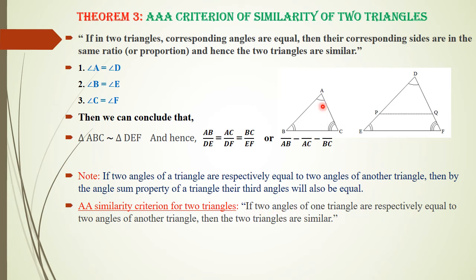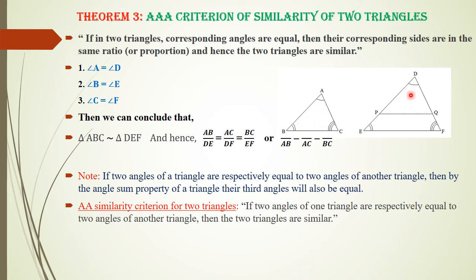Suppose angle A is equal to angle D and angle B is equal to angle E, and angle C value and angle F value is not given to us. Then we need not worry, because if angle A and angle B are equal to angle D and angle E, in that case, according to the angle sum property, we know that the sum of all the angles of a triangle is going to be equal to 180 degrees.